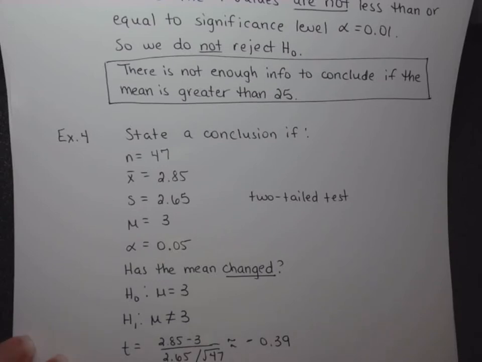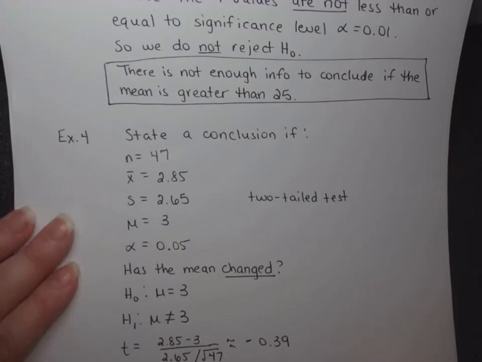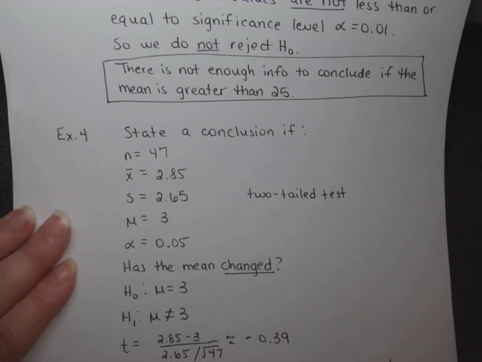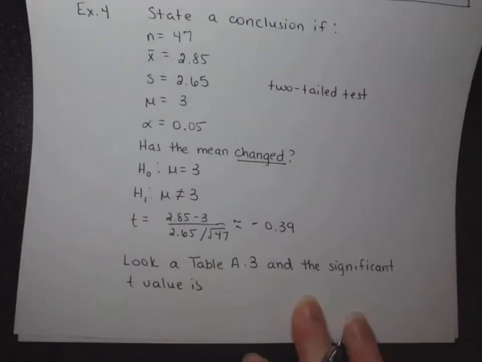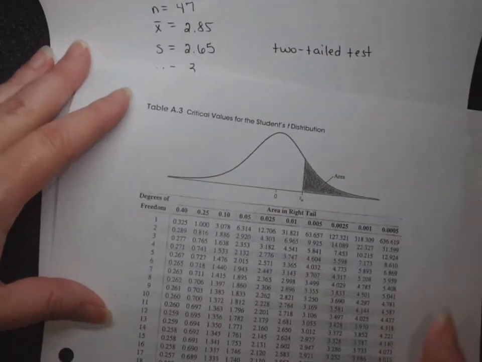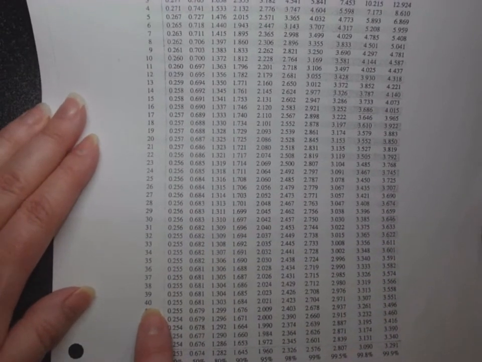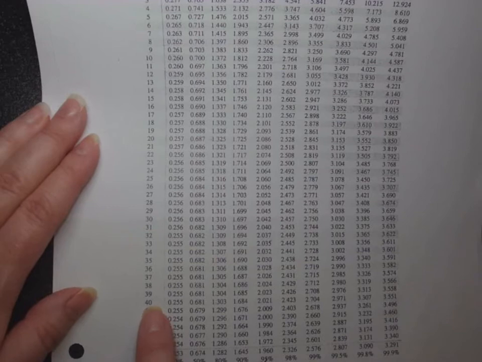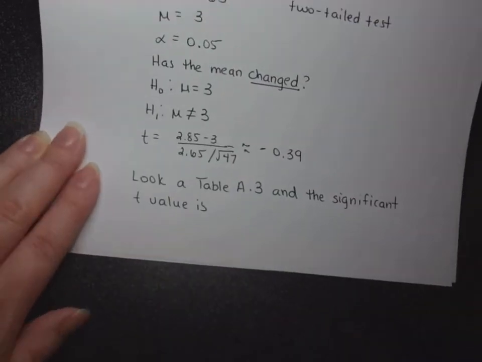All right, so I'm going to take you through the other way. You're going to look at table A.3, okay, and the significant t-value is, so let's look at that together, okay? So remember what I said, we're going to bump it down. So we're going to look at 40. Let me scroll up. Our level of significance is 0.05, so we are going to say that our value is, oh, actually, hang on. Okay.